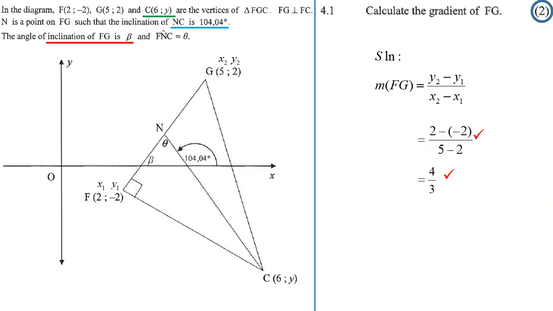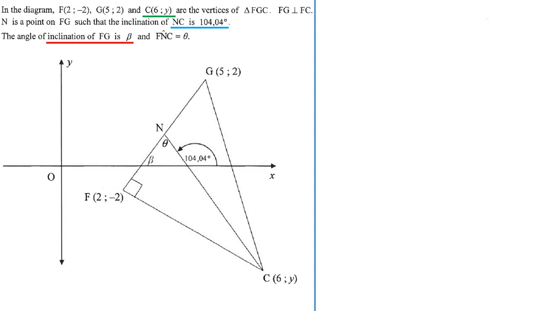Okay, let's look at 4.2. What are we supposed to do? We are supposed to calculate the value of y. People, that is why I've indicated here that this is significant. We were expecting something of this nature, but remember, we got the gradient to be 4 divided by 3 in the previous question. It's supposed to help us in 4.2, because there is a reason why we were supposed to determine the gradient of FG first before we are asked to calculate the value of y.